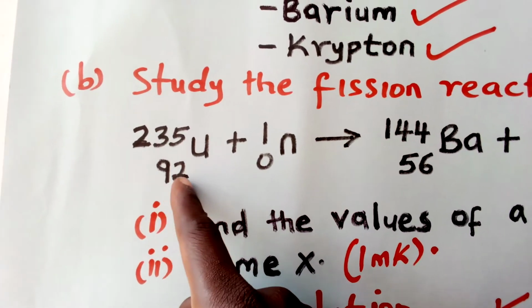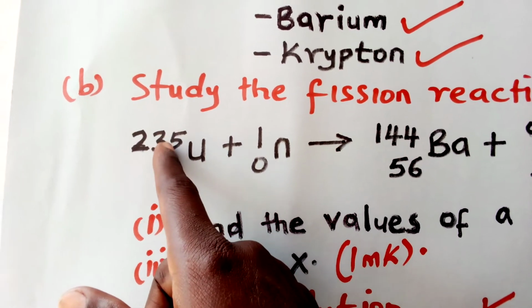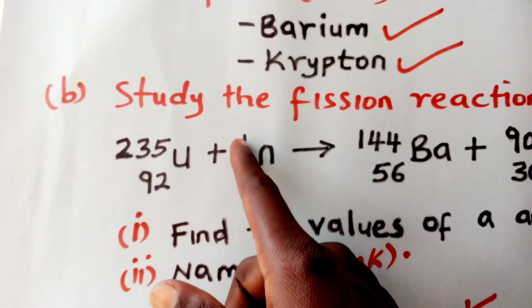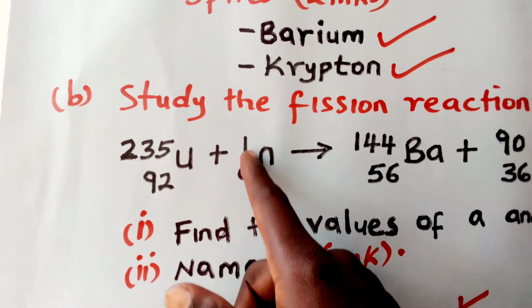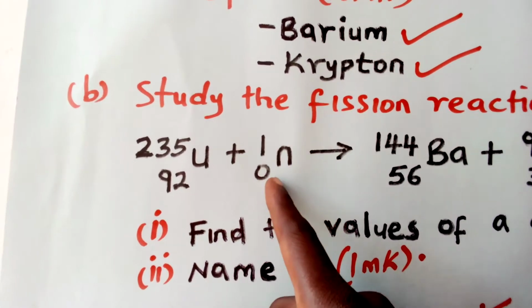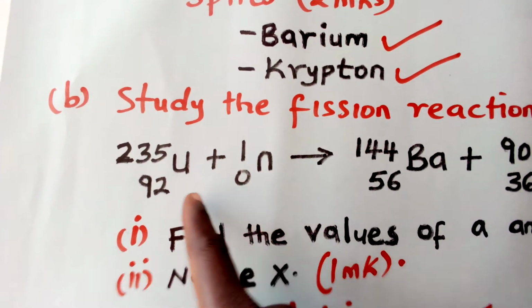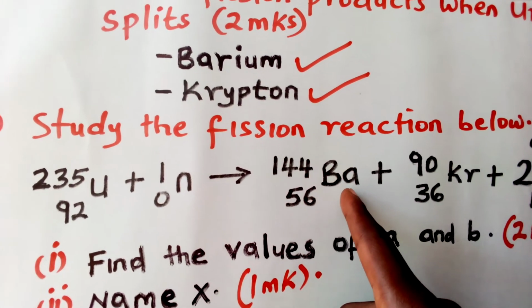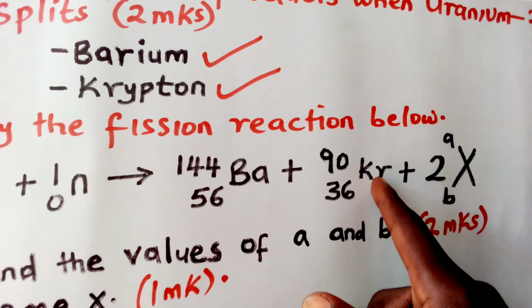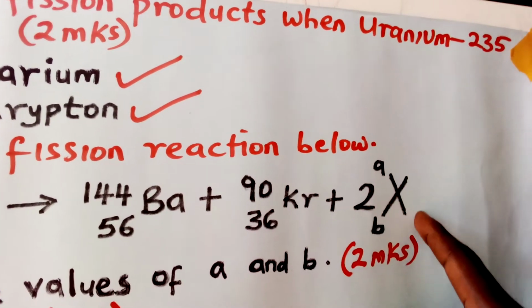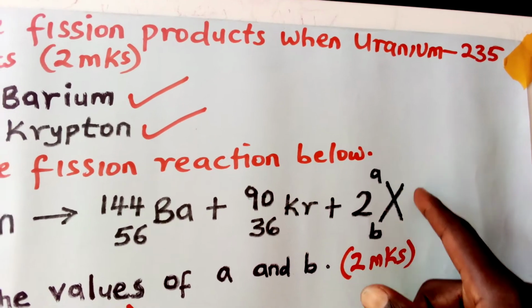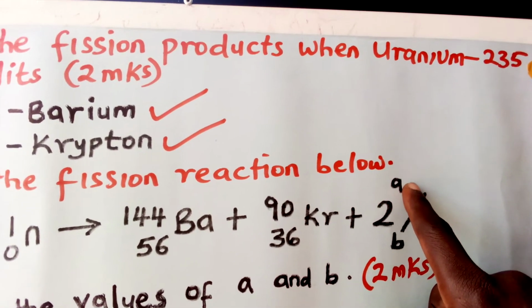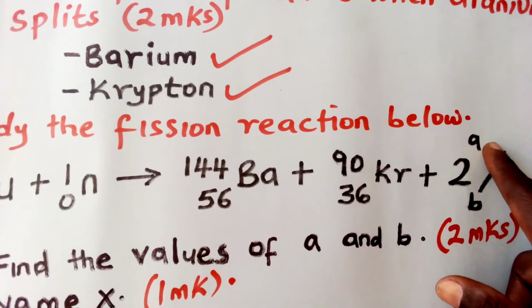Uranium-235, atomic number 92, mass number 235. When a neutron hits it, what happens? That's why they are saying plus. This is related to what we have just talked about. You end up with the barium, you end up with the krypton, and then 2X. This X has atomic number B and mass number A, which we are supposed to establish.